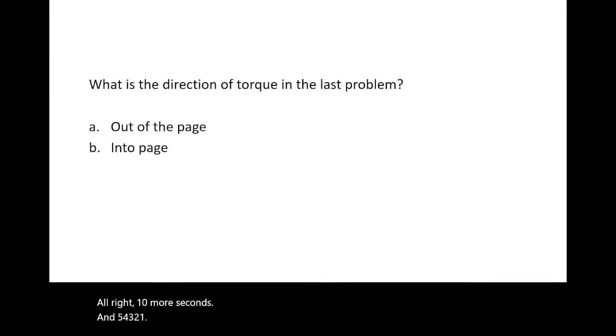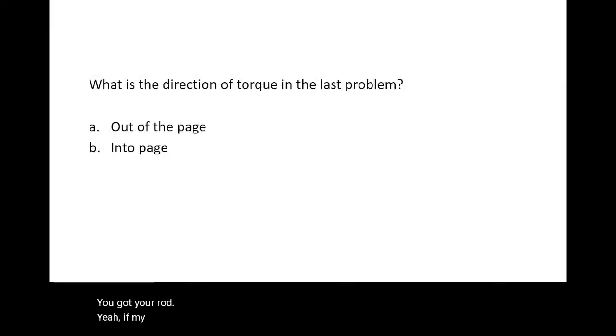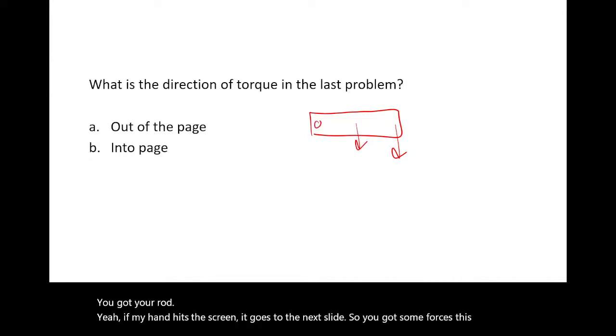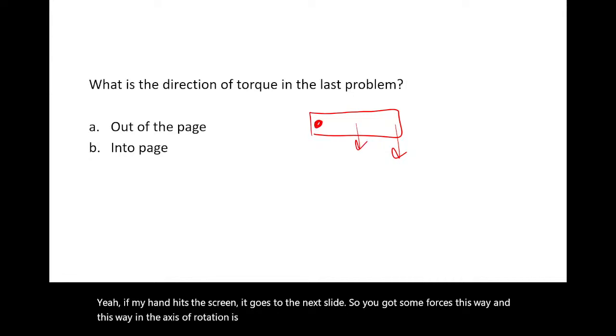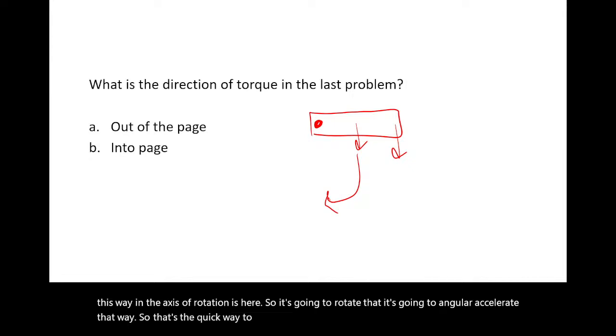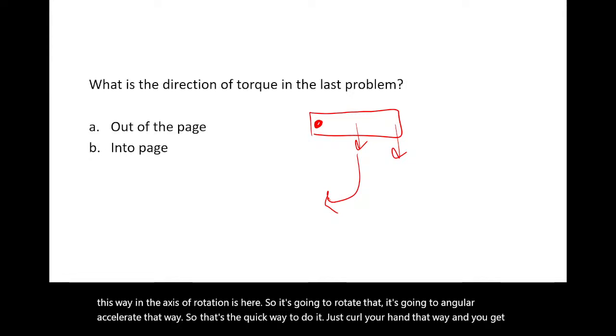All right, so remember, y'all, two ways to do this. You've got your rod. If my hand hits the screen, it goes to the next slide. So you've got some forces this way, and the axis of rotation is here. So you know it's going to rotate that way, and it's going to angularly accelerate that way. That's the quick way to do it. Just curl your hand that way to get into the page.